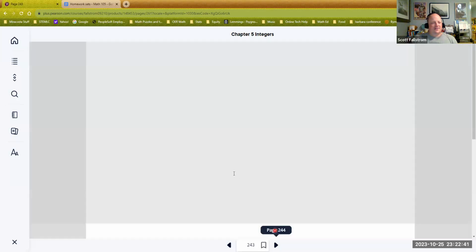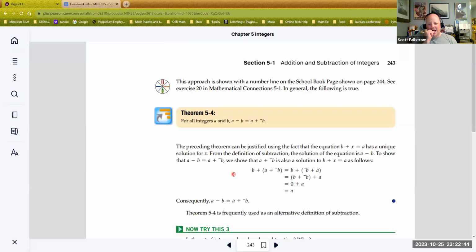All right, let's take a look. Theorem 5-4. For all integers a and b, a minus b is equal to a plus the opposite of b. Is this always the case? And the theorem basically says it is always the case, but why? You absolutely could come through and say, all right, how do I know for certain? And you can plug in a few numbers to kind of check yourself. And it seems like it always works.